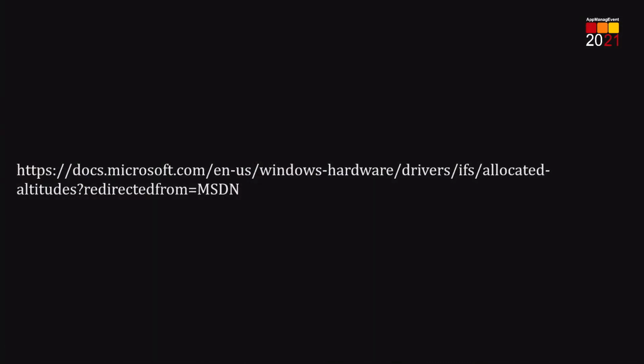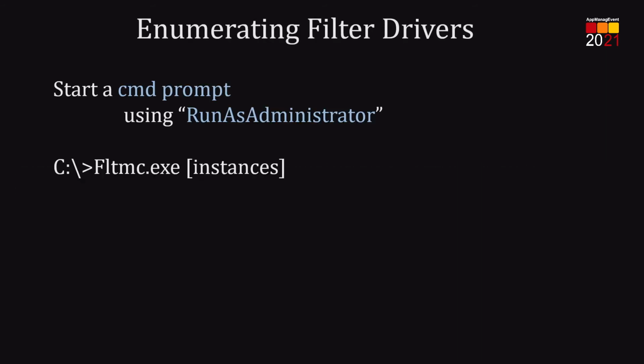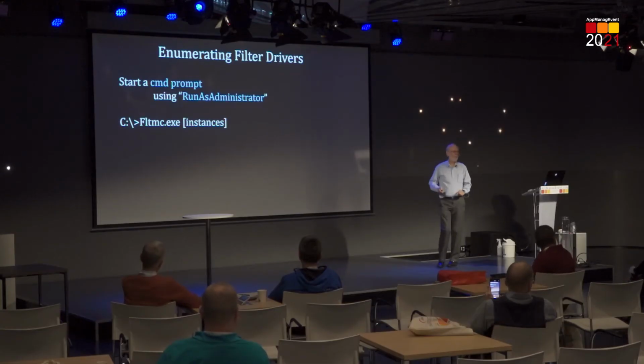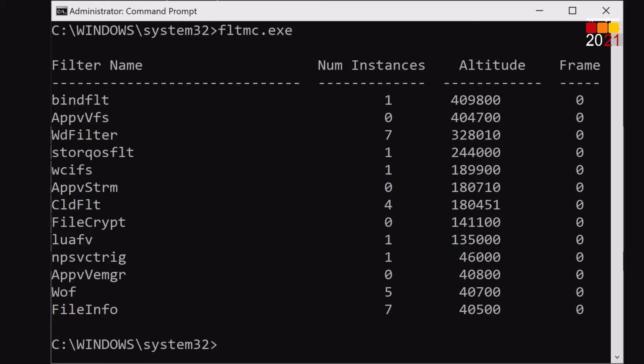Microsoft documents here where you can find out what all of these things are, but you can also look at your own systems. So the Microsoft documentation, I'll point out, was written for Windows XP, has not been updated, and this second line does not exist in the documentation, but start a command prompt using run as administrator. Don't listen to Sammy, it's okay. All right, you type FLTMC, just hit return. Don't worry about the instances part. You get a list like this.